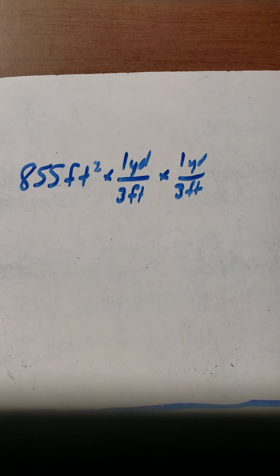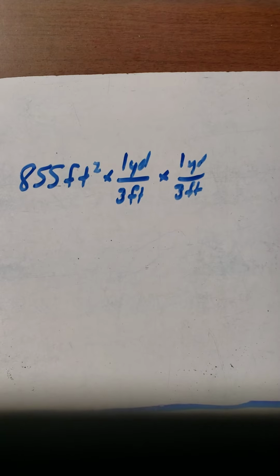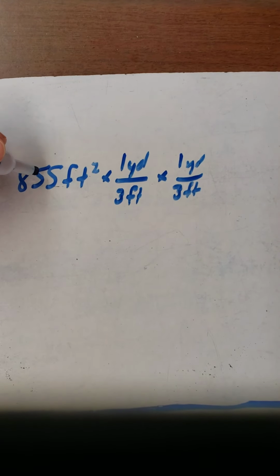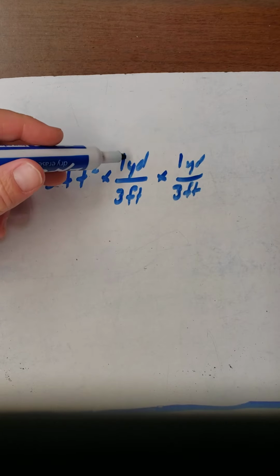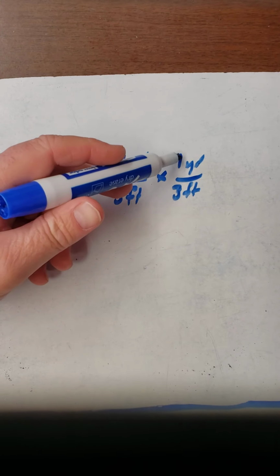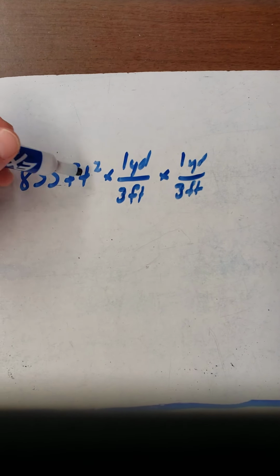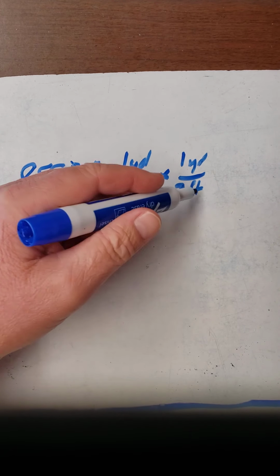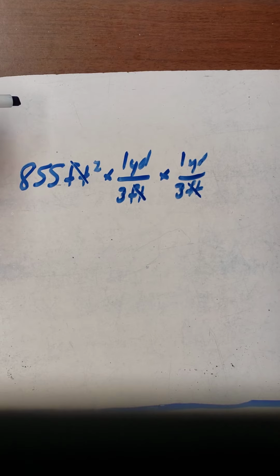So we want to convert square feet to square yards. We need to cancel feet twice. Okay, we use 2 unit multipliers to perform the conversion. And you see here we have 855 square feet times, we know 1 yard is 3 feet, times 1 yard is 3 feet because we're dealing with feet squared. So that cancels out, and then the second one cancels.